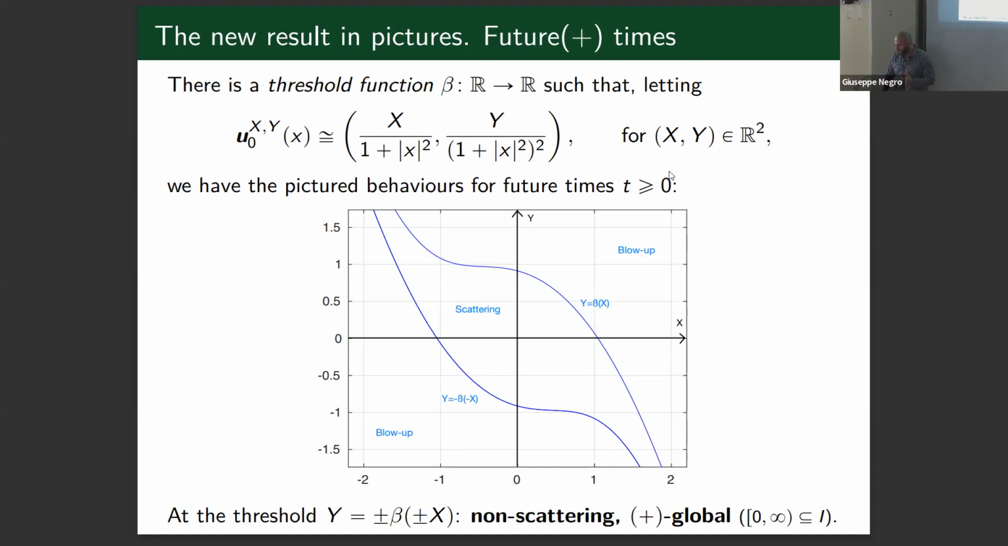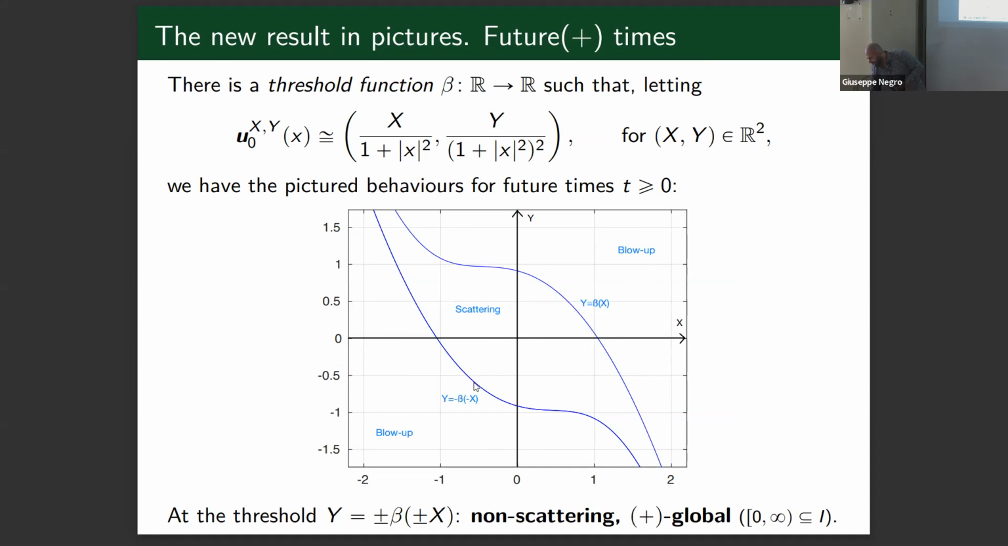And depending on the location of this point in R2, you see one of three behaviors. Close to the origin, so if this point is small, you have a scattering solution. Scattering was asymptotically linear. Away, so if you are big in the sense that you are away from this threshold, by the way, I call this function a threshold function, beta, it's an explicit function, then away from this threshold you have blow up in finite time, same thing here.